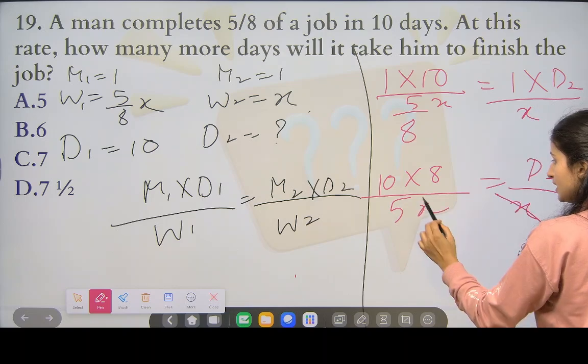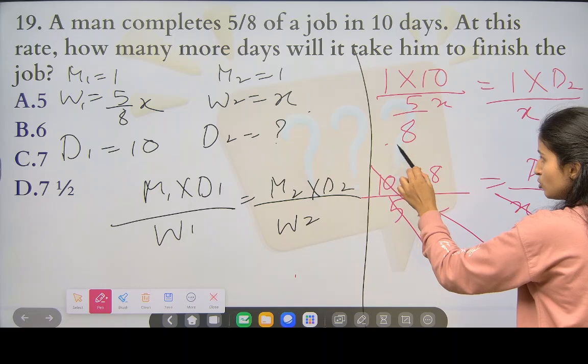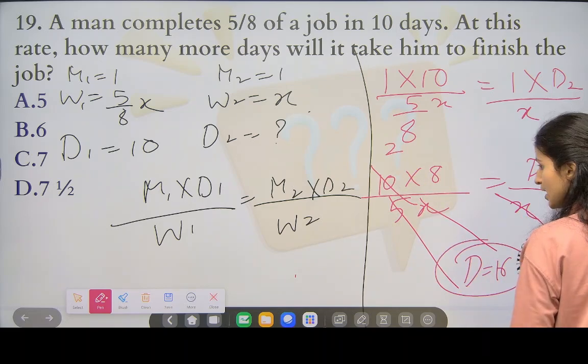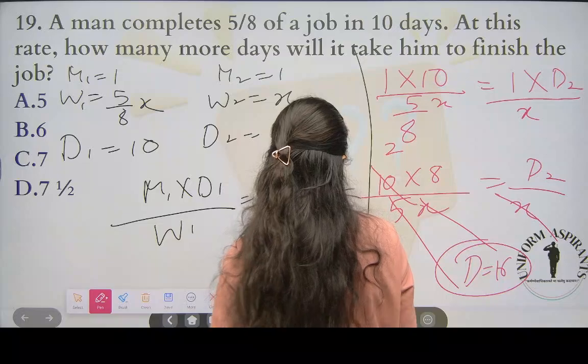X and X will get cancelled. 5 ones are 5, 2s are 10. So how many days are required? 16 days. 8 2s are 16. Yes, the answer is 16.